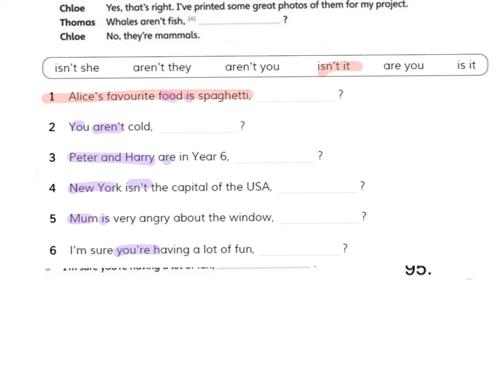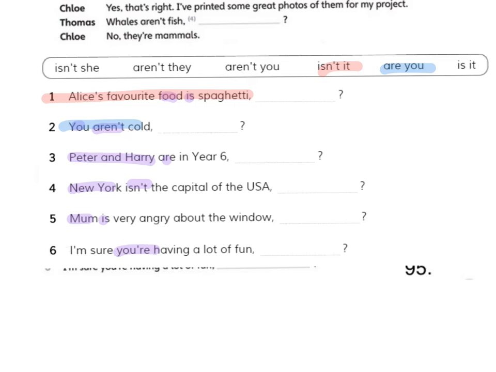Next one. Number 2. You aren't cold. Are you? Why are you? Because the original one was a negative, remember. If the original one is in affirmative, the tag question goes in negative. And if the original one is in negative, the tag question goes in affirmative.